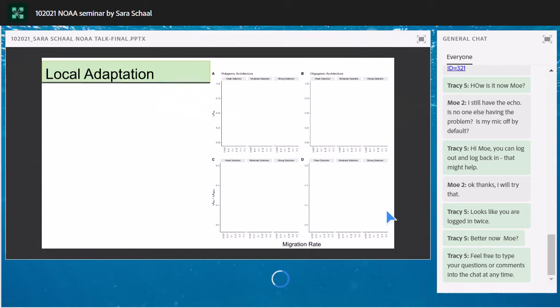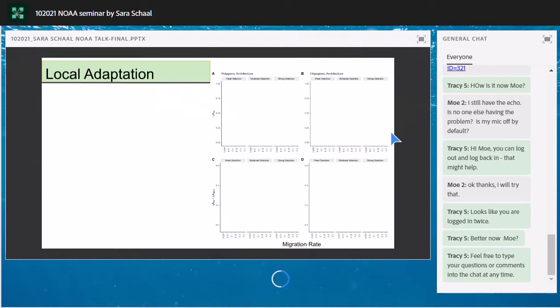Within each panel, I have 3 subpanels, which are 3 different selection strengths: weak selection on the trait, moderate selection, and strong selection. Then on the left side, I have a polygenic architecture, which means I have a lot of loci, so a high mutation rate with small effects on the phenotype. And on the other side, an oligogenic architecture, where I have fewer loci and a lower mutation rate, but those mutations have a higher effect on the phenotype.